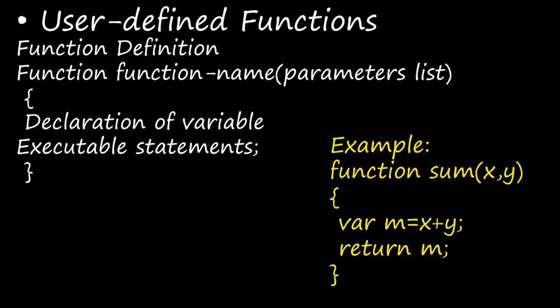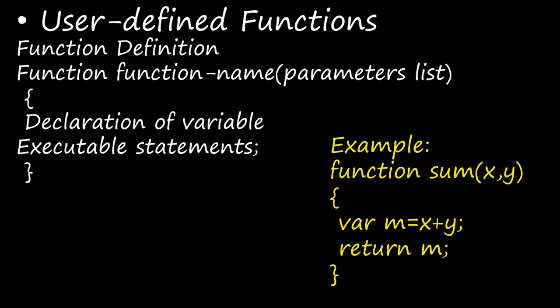Okay, let's see an example. Function sum of x comma y. Inside the braces, variable m is equal to x plus y, return m. So wherever you want to add two numbers, we'll just call this sum. If there are 100 or 50 pages of coding, wherever you want to do an addition, you don't have to write c is equal to a plus b, and so on, every time. You can just call this sum.